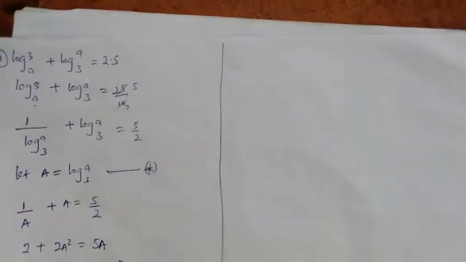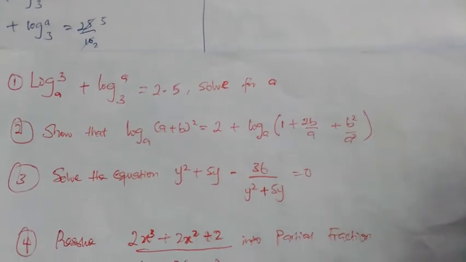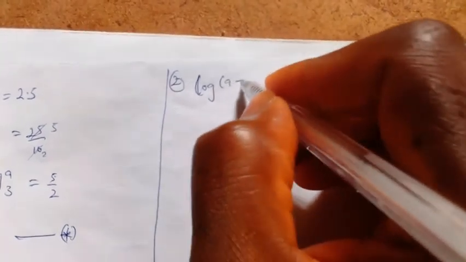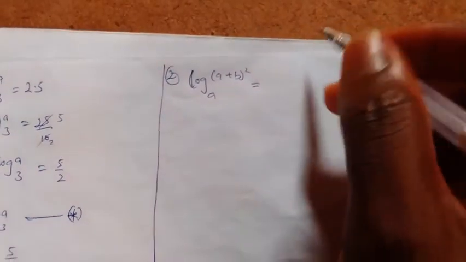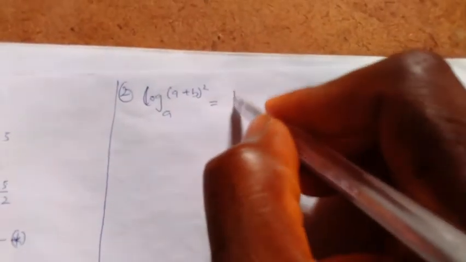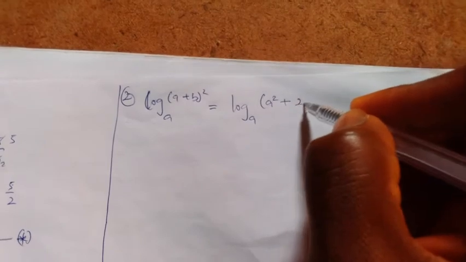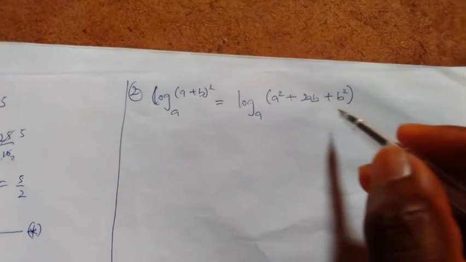Now for number 2, what do we have? We have to show that log of a plus b all squared, base a, is equal to this. Very simple. I have log of a plus b all squared, base a, to prove that it is equal to 2 plus log a into bracket 1 plus 2b over a, and so on. From here, I first expand this bracket. Log base a of what? This becomes a squared plus 2ab plus b squared. That's what I'll first have.